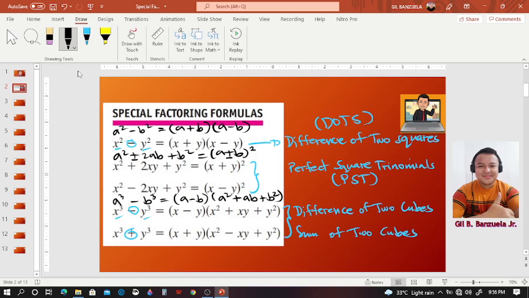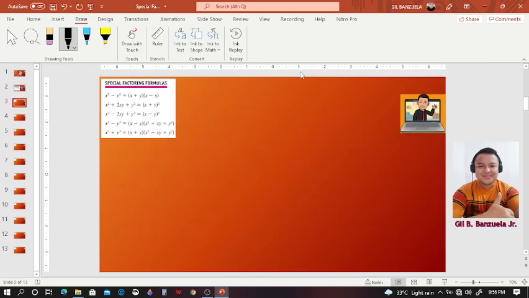So, ito yung mga special factoring formulas natin. Of course, meron tayong common monomial factor, no? Na ituturo rin sa inyo ng inyong mga teachers, and meron din tayong general trinomial, yung hindi siya perfect square. Okay? So, ayan. So, punta tayo sa halimbawa. Ayan, magbigay tayo ng exercise.